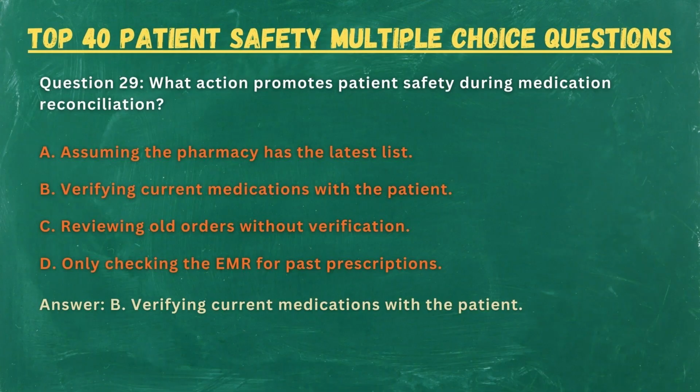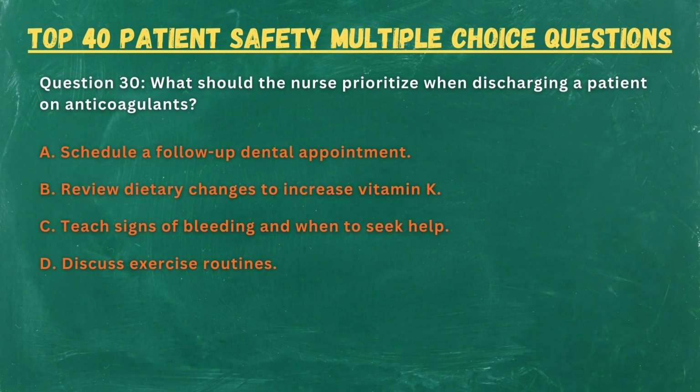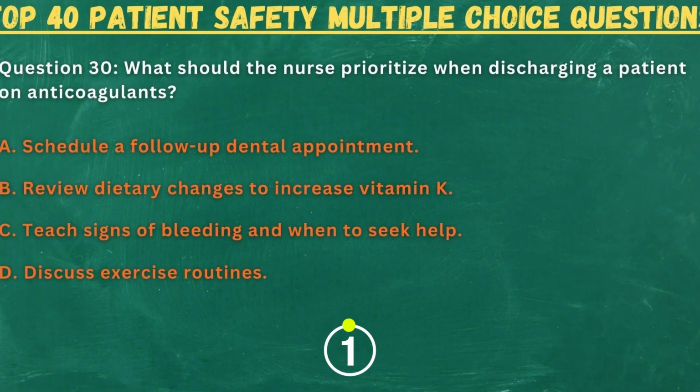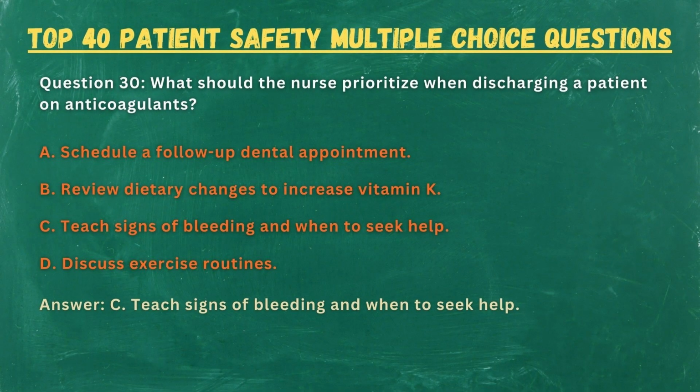Answer. B. Verifying current medications with the patient. Question 30. What should the nurse prioritize when discharging a patient on anticoagulants? A. Schedule a follow-up dental appointment. B. Review dietary changes to increase vitamin K. C. Teach signs of bleeding and when to seek help. D. Discuss exercise routines. Answer. C. Teach signs of bleeding and when to seek help.